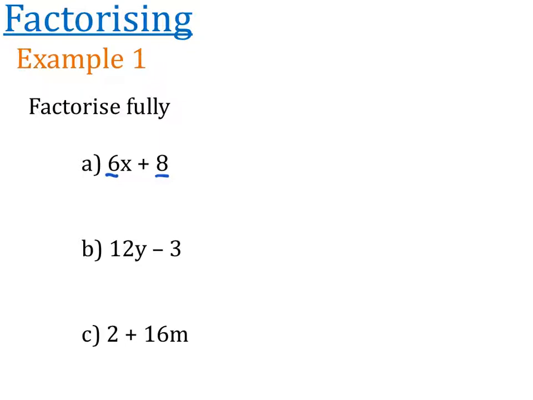Well, the first thing that I noticed about 6 and 8 is that they're both even numbers. So I know that they both have the number 2 in common. So I can take a 2 out of both of them. I'm going to divide out 2 from both of them. So I write 2 and then I write my bracket. And I ask myself, what is 6x divided by 2? And that gives me 3x. And then I also ask myself, what is positive 8 divided by 2? And that gives me positive 4.